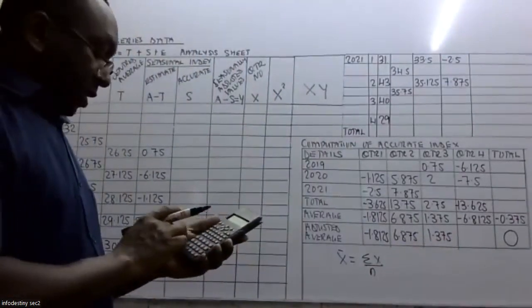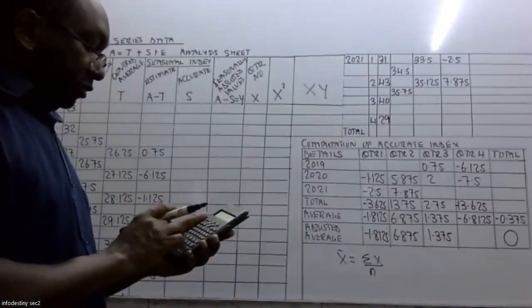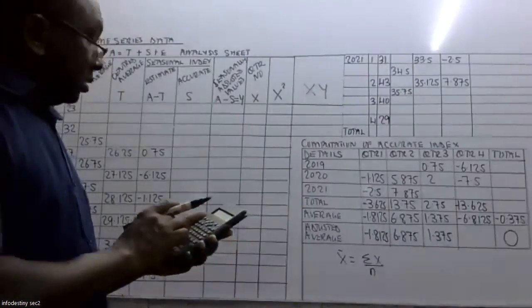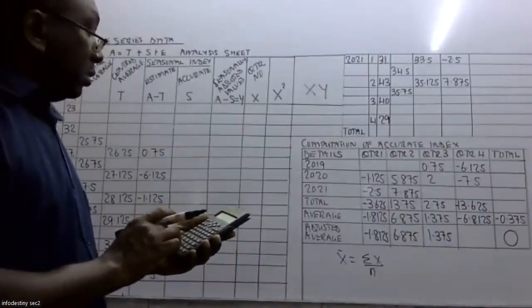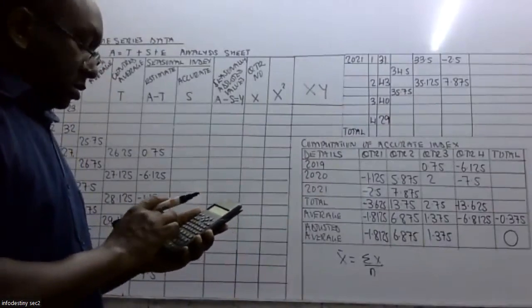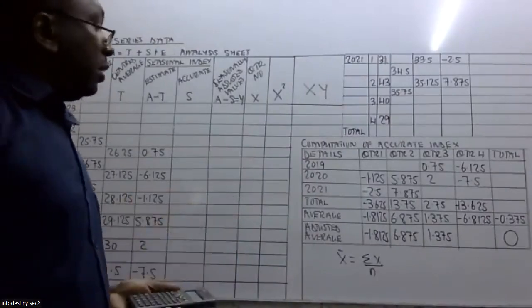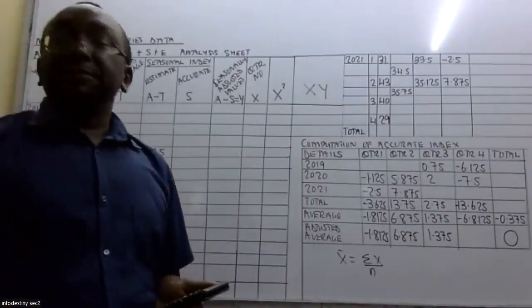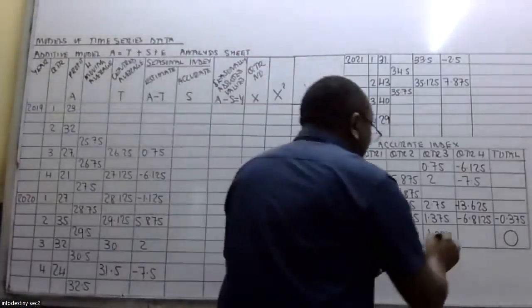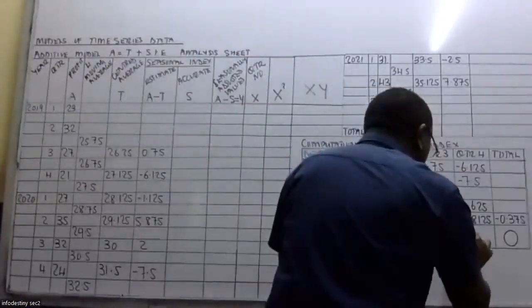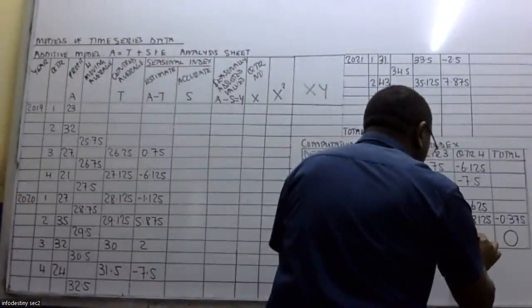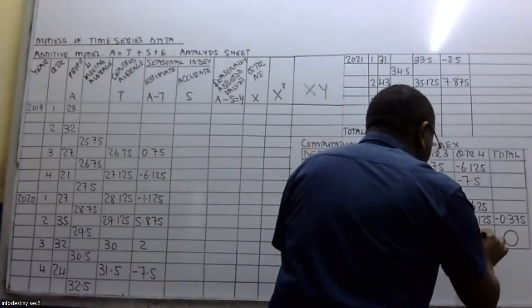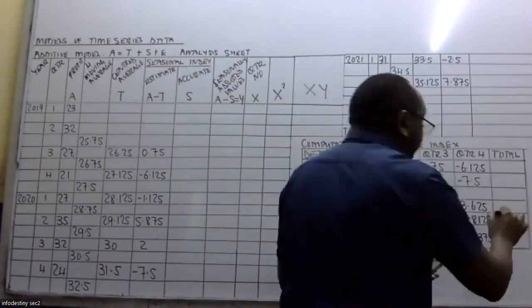So minus 1.8125. What must it be? Negative 6.4375.